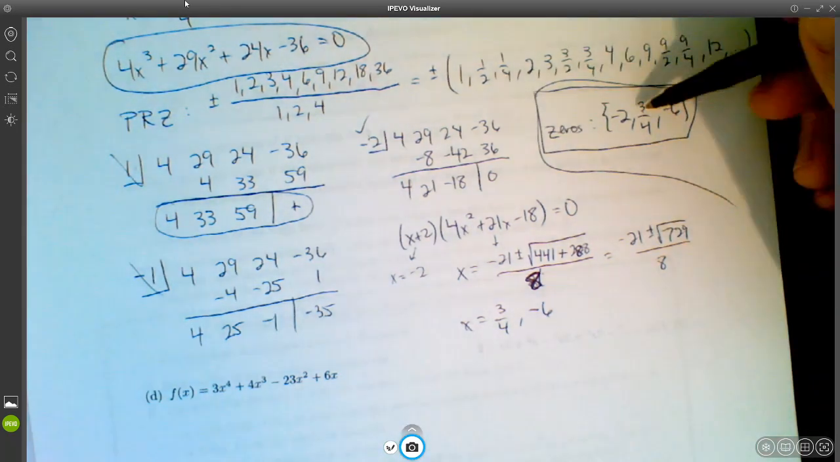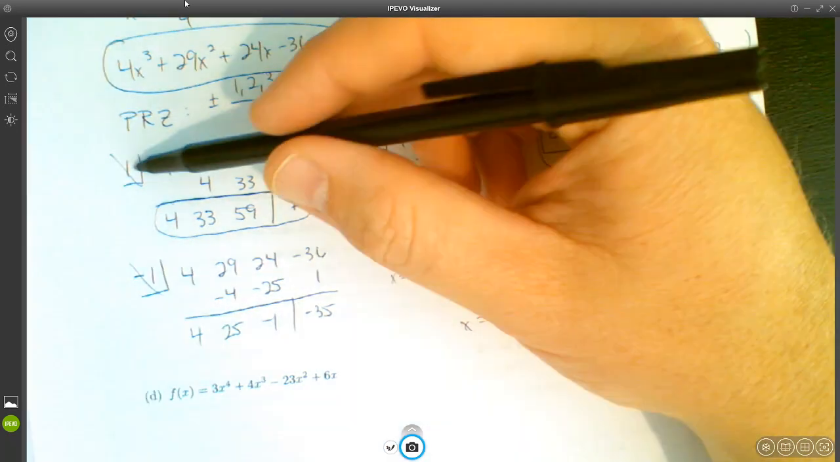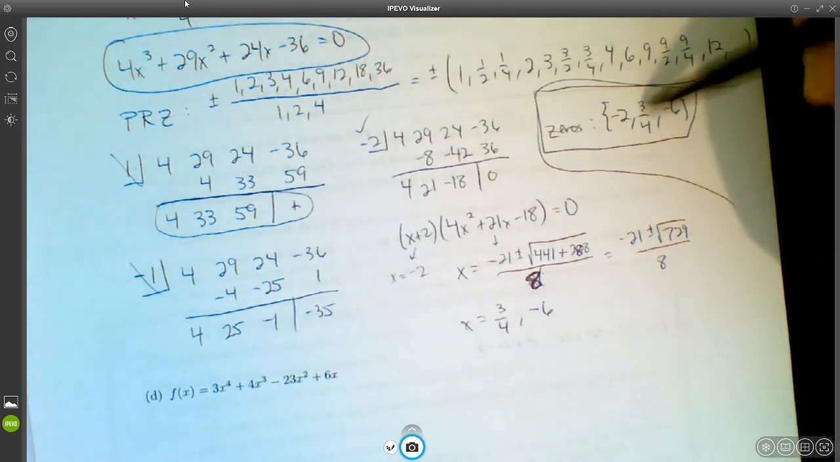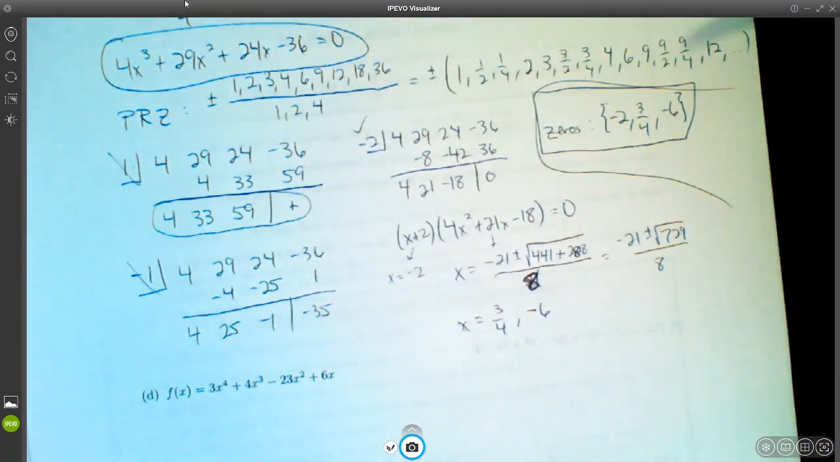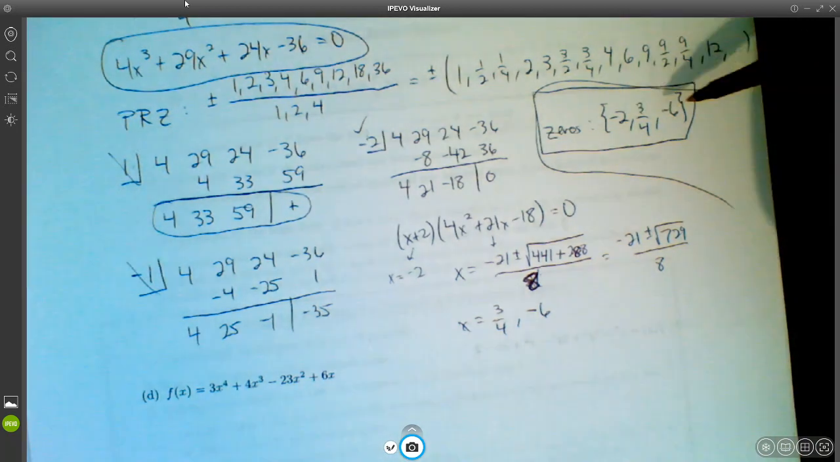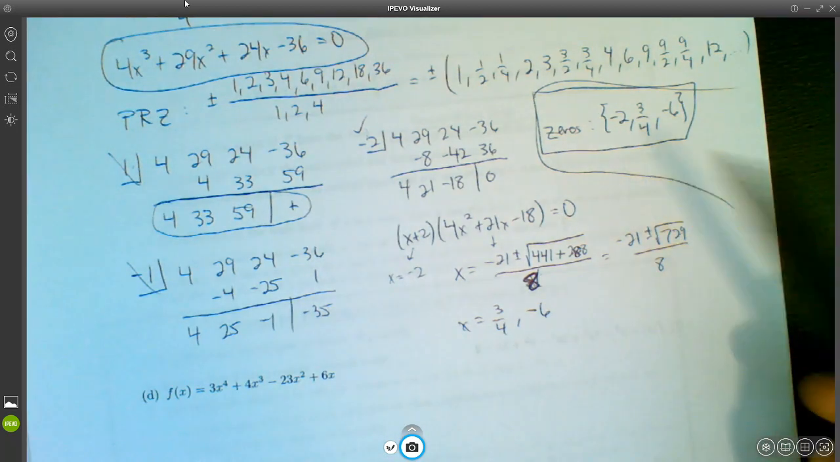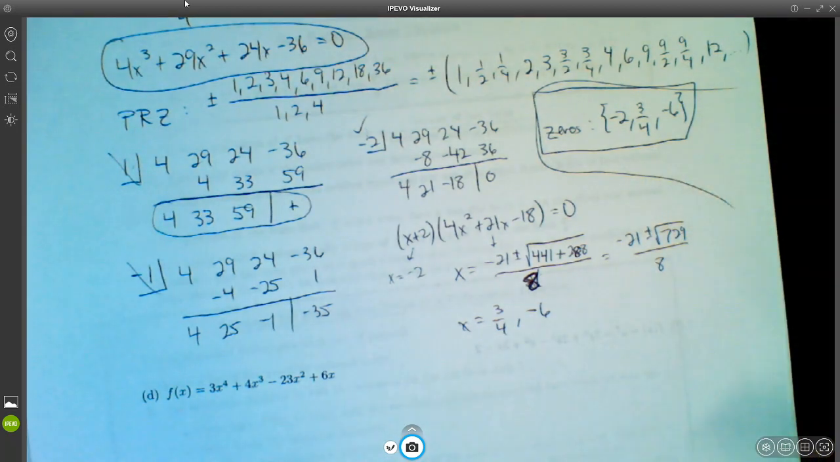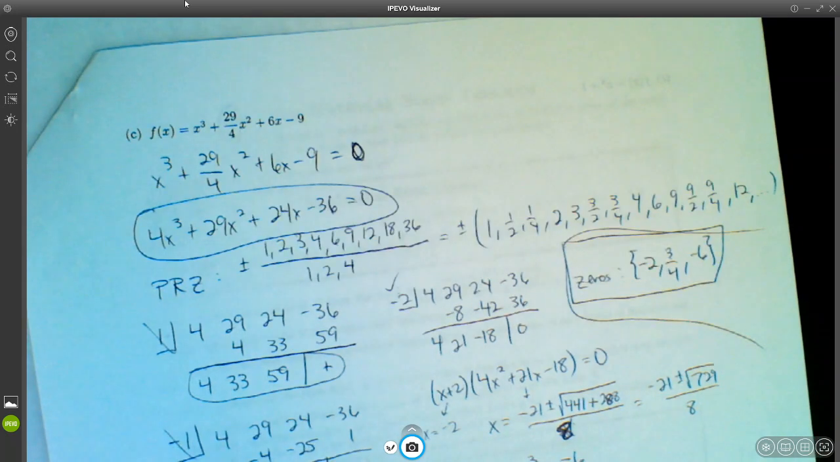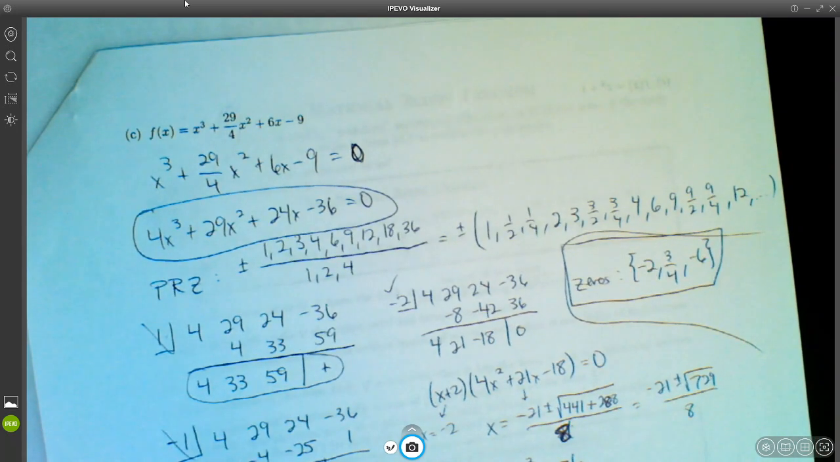Sure enough, notice that none of my positive zeros were bigger than 1, right? The biggest positive zero I got was 3/4, right? That was an upper bound. The other two zeros were, of course, negative numbers, all right? So that's kind of interesting, but there you go. All right, so there's that one. Wow, wow, wow. Okay.